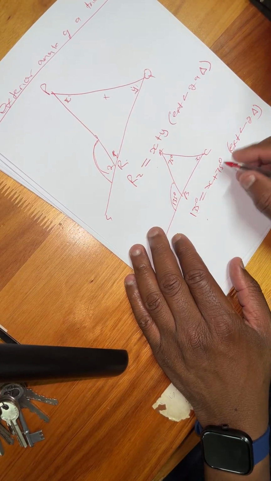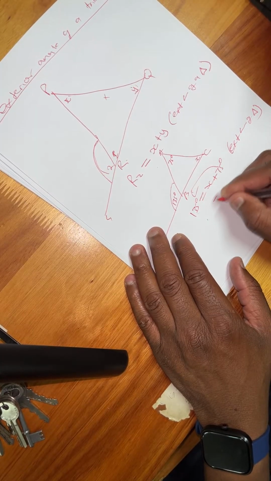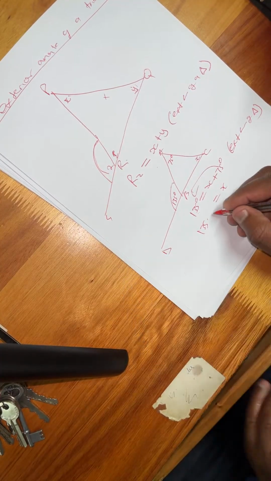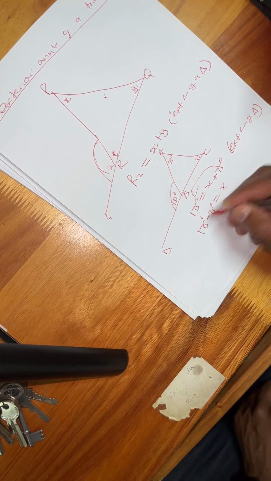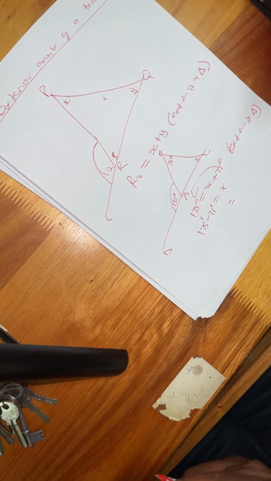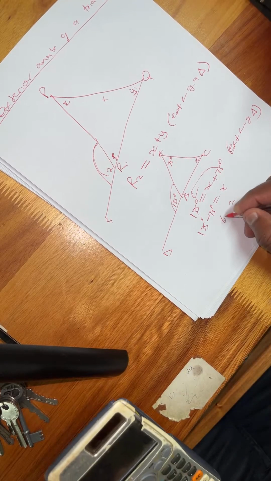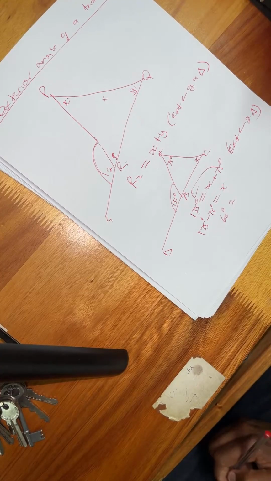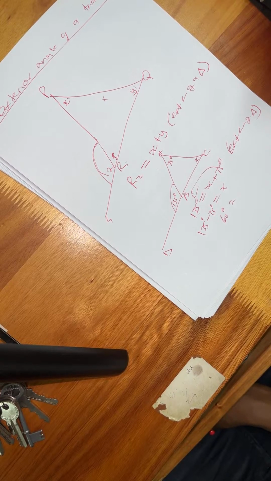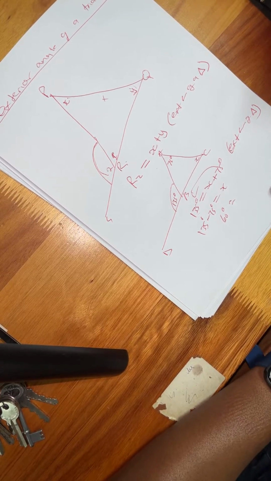So X is equal to 135 minus 75 degrees. And then we got 135 minus 75, we got 60 degrees. It means that angle X is equal to 60 degrees. Okay, let's move.